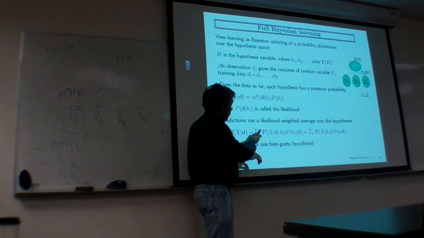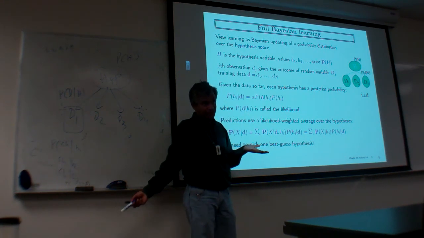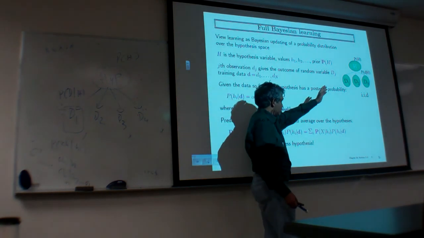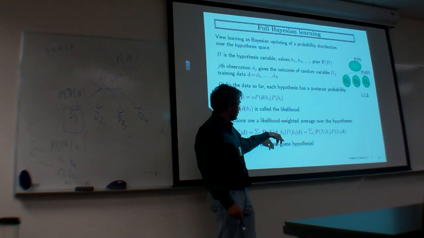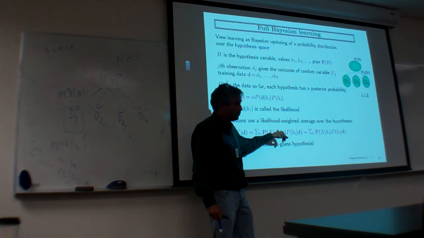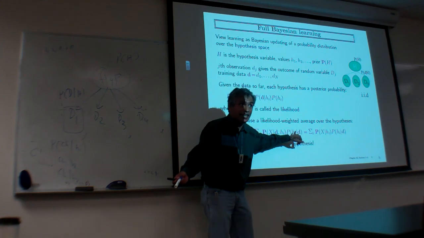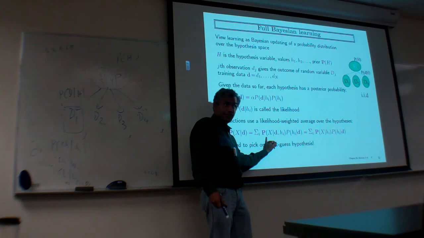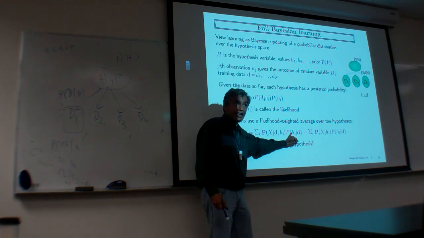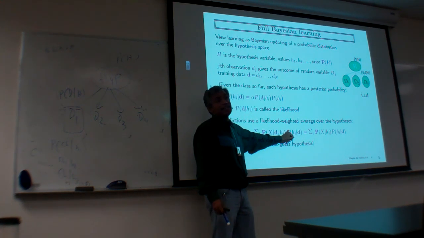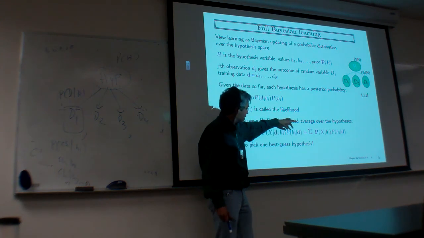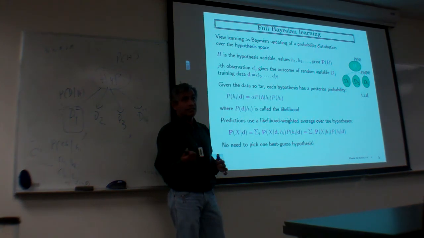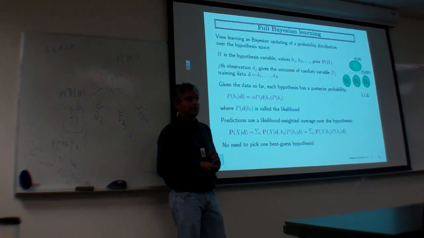Then you have to compute a weighted sum over all the hypotheses. If this was hypothesis 1, what is the probability that the next one would be cherry, times the probability that it is hypothesis 1 given all the data I have seen. Plus, if it is hypothesis 2, what is the probability that the next candy will be cherry, times the probability that it is actually hypothesis 2 given all the data I have seen. And this part is being computed here. That's the posterior on the hypothesis.